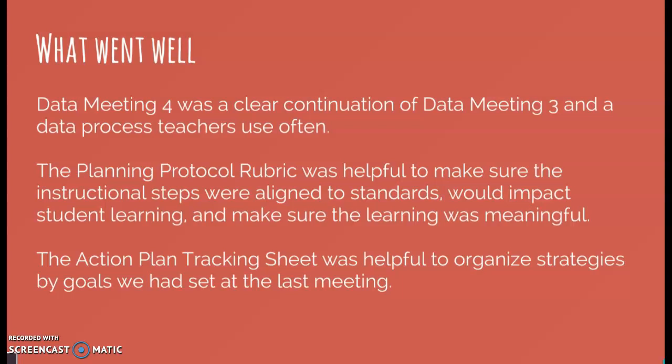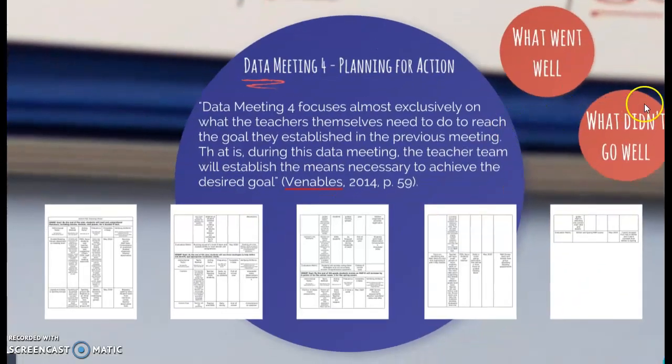What worked well this week is it was a clear continuation of Data Meeting 3 and the data process that most of us teachers use often. How can we get them to our goals, and what should we be implementing? What should we be doing? The planning protocol rubric helped us to make sure that our goals and our strategies were meaningful, and the action planning tracking sheet was really helpful to keep us organized and to help communicate between all of us.